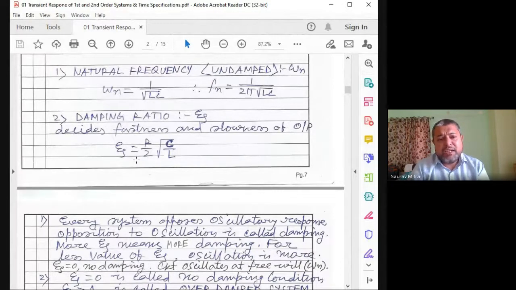Today we had planned to do some MATLAB-based work, but that we will do next day. Today we'll solve numericals on this, design numericals, which are generally asked for 10 marks in the exam.